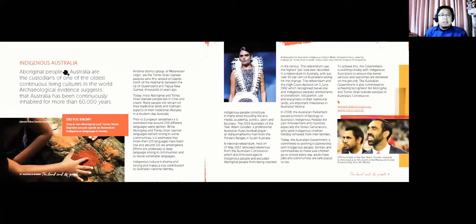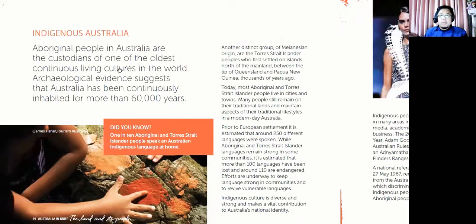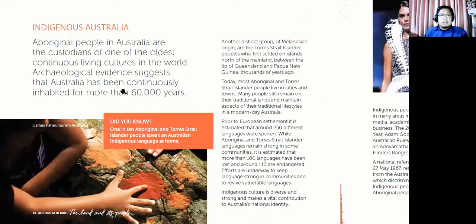Indigenous Australia. Nah, di sini apa itu Indigenous Australia? Aboriginal people in Australia are the custodians of one of the oldest continuous living cultures in the world. Archaeological evidence suggests that Australia has been continuously inhabited for more than 60,000 years.